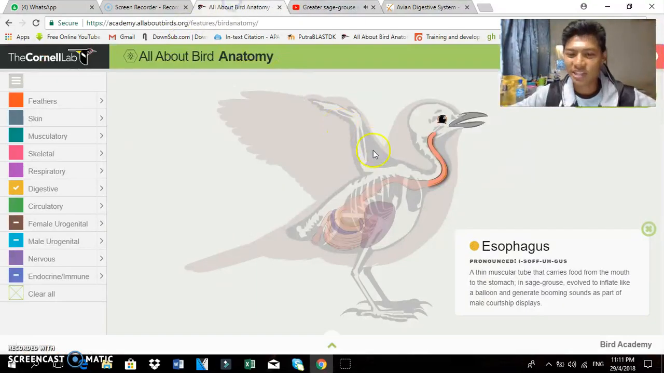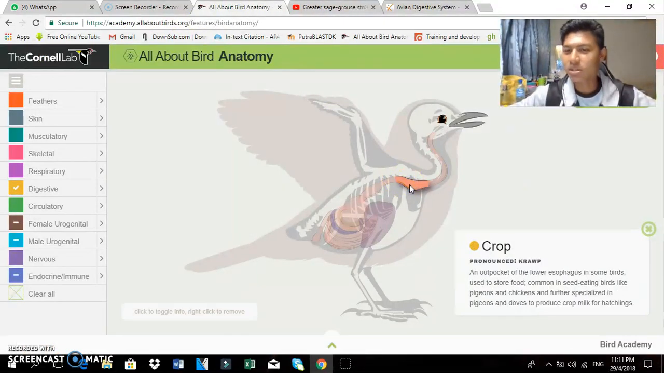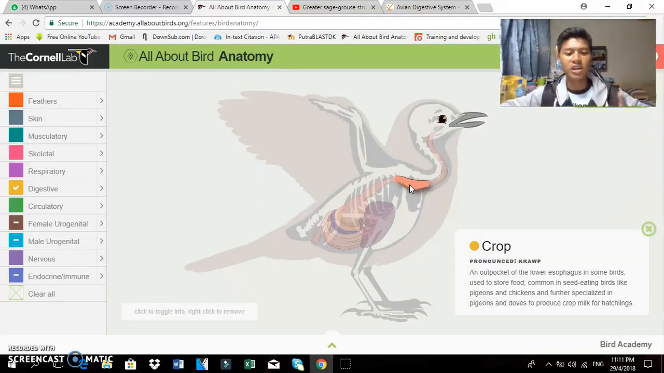Okay, so let's move to the next part, which is the crop. This is one of the structures in birds that humans don't have. It carries a specific function, which is to store food. This structure evolved in birds that are typically hunted by other animals. What they do is gain the food and store it in the crop, and then they move to a more secure location to digest the food.